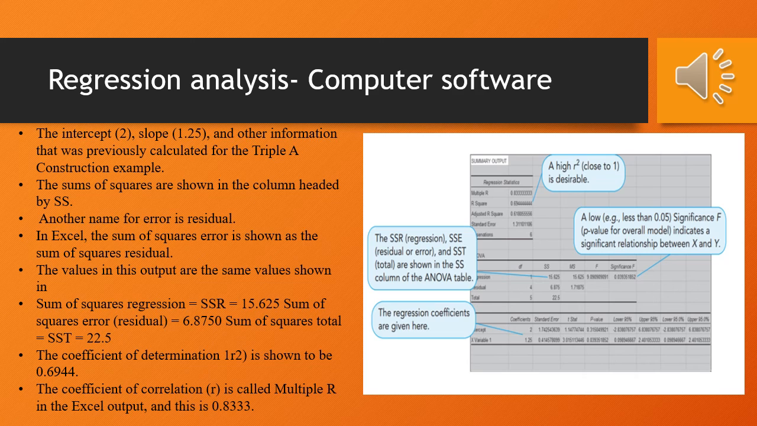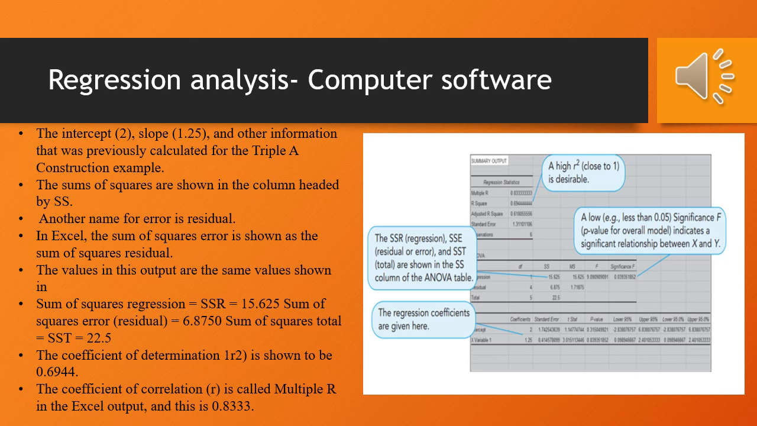The values in this output are the same values shown previously. So this includes the sum of squares regression, SSR, equals 15.625; the sum of squares error, or residual, equals 6.8750; and the sum of squares total, SST, equals 22.5. The coefficient of determination, R squared, is shown to be 0.6944. The coefficient of correlation, R, is called Multiple R in the Excel output, and this is 0.8333.